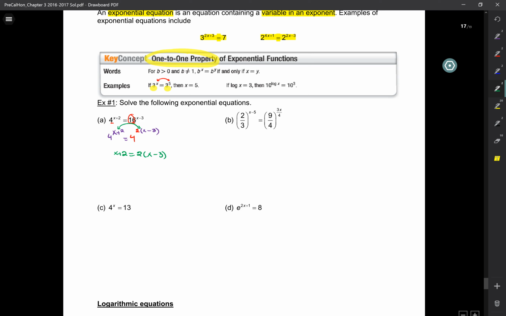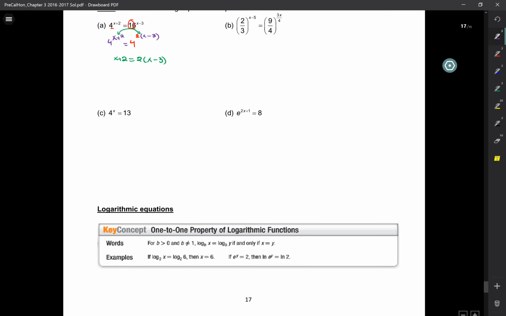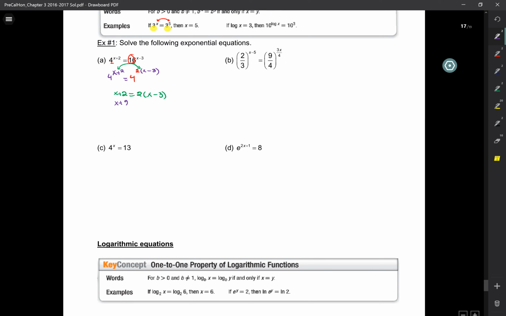And look at that, it turns into a simple algebraic equation where x plus 2 is equal to 2x minus 6, 8 is equal to x, and that's your answer. Now, we learned in the previous lessons in this chapter that exponential functions have a domain of all reals. That means any number is going to work for exponential functions, so there's no need to check. It's not going to be that way for the logarithmic equations though. All right, let's do another one.